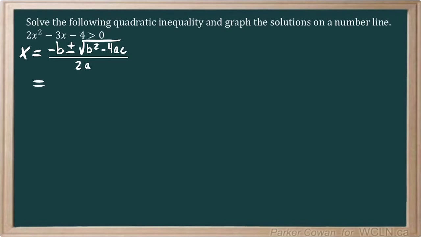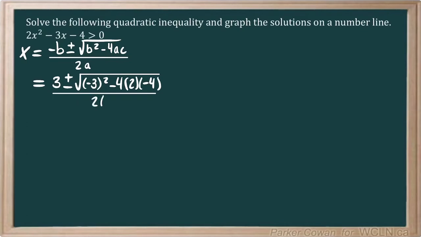so we have a, b, and c here, leaving out the x's, of course. So -b is actually just going to become +3 because b is already negative, plus or minus, and then b squared, that's going to be -3 squared minus 4 times 2 times -4, all over 2 times 2.